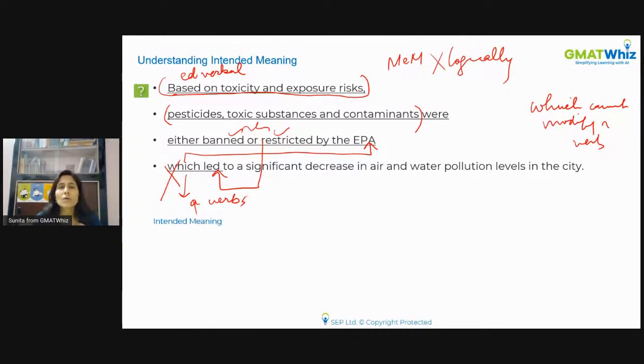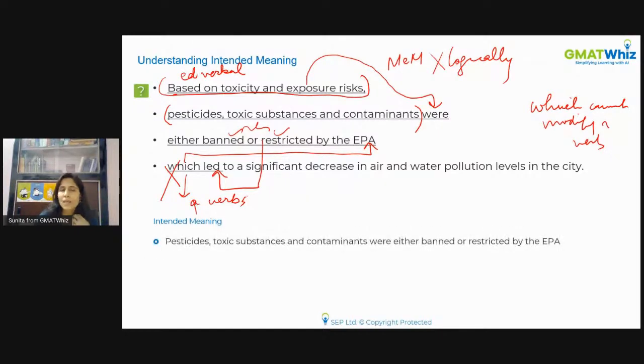Okay, so what the sentence really wants to say is that these toxic substances, etc., were probably banned or restricted because of the fact that they were toxic and they were risks. All right, so clearly we are trying to use this to modify the verb were banned or restricted. So pesticides, toxic substances and contaminants were banned or restricted, all right, probably on the basis of toxicity and exposure risks. So based is totally incorrect here.